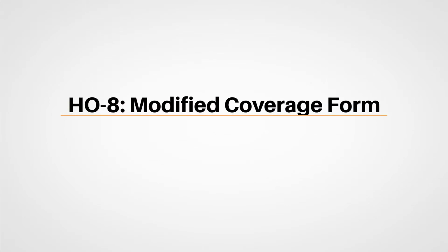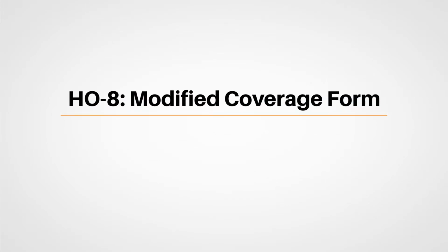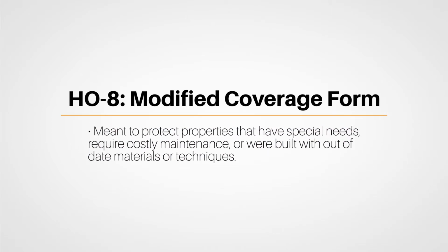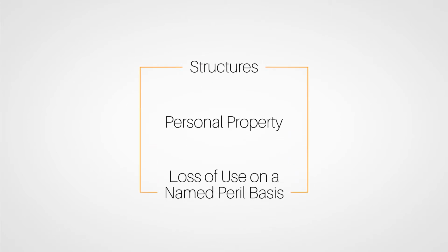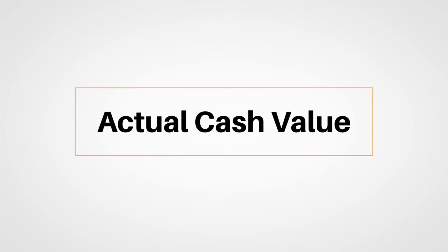The last policy form is the HO8, or modified coverage form. This policy form is meant to protect properties that have special needs, require costly maintenance, or were built with out-of-date materials or techniques. While coverage is provided for structures, personal property, and loss of use on a named perils basis, benefits are paid out based on actual cash value of the property. This is a major difference from the other policy forms, which use replacement cost as the basis for benefits.